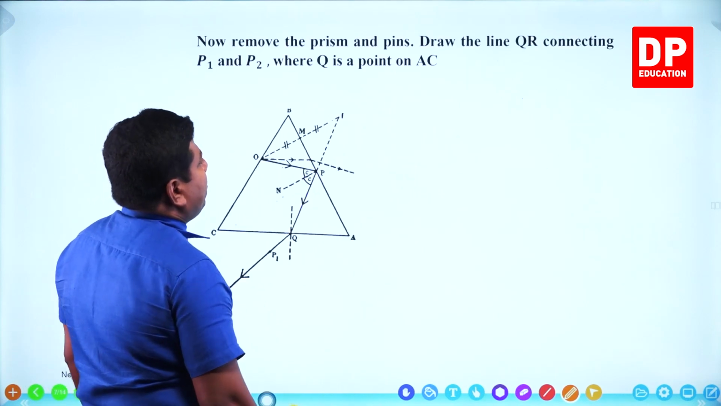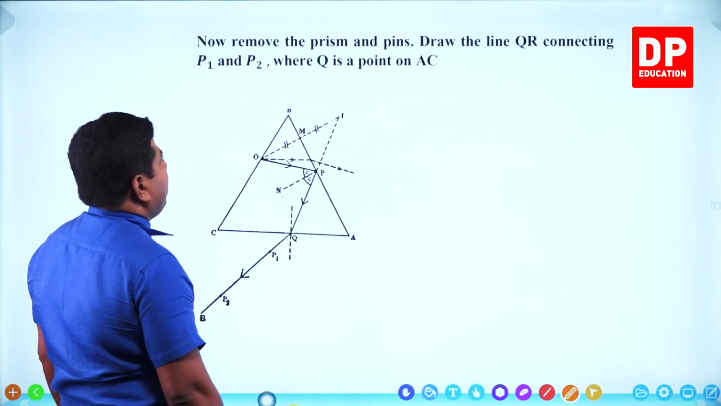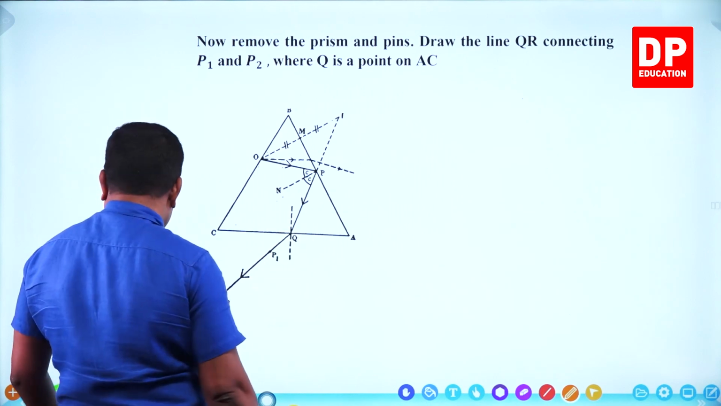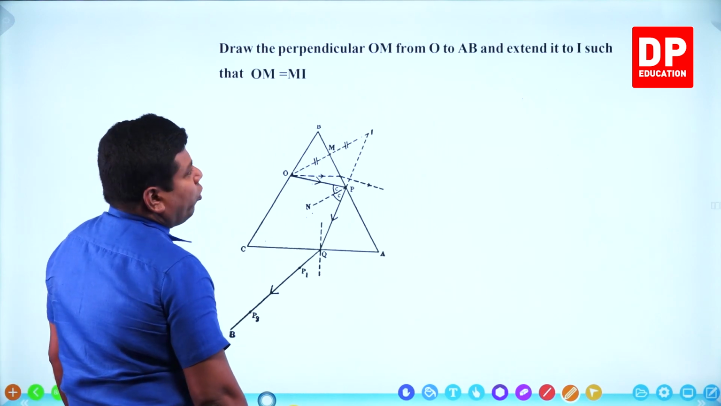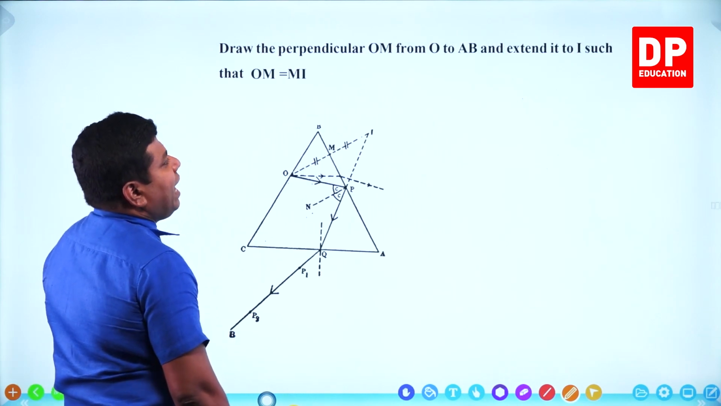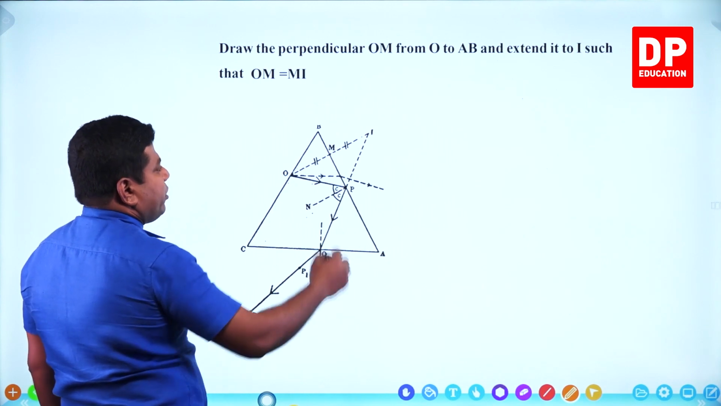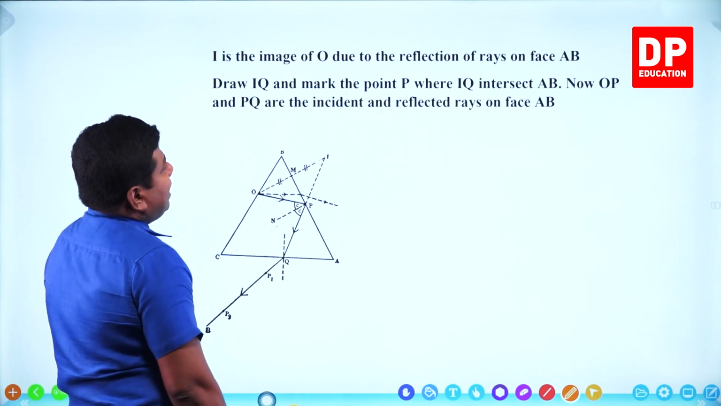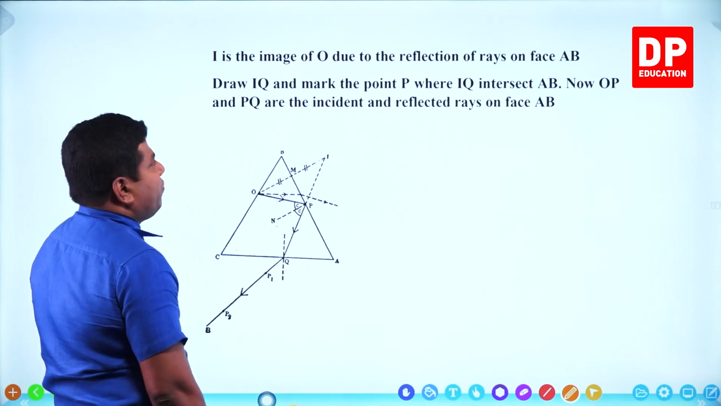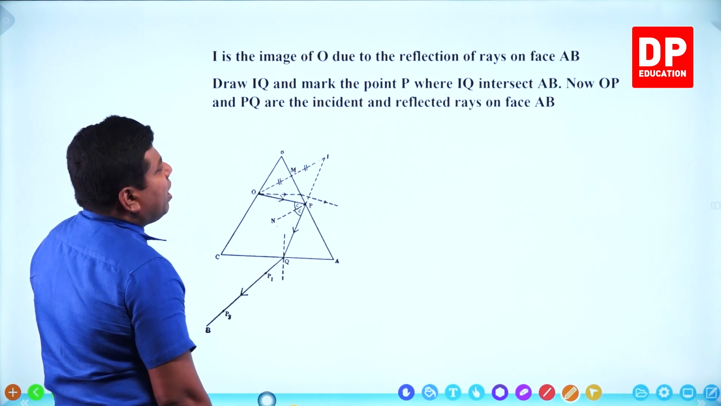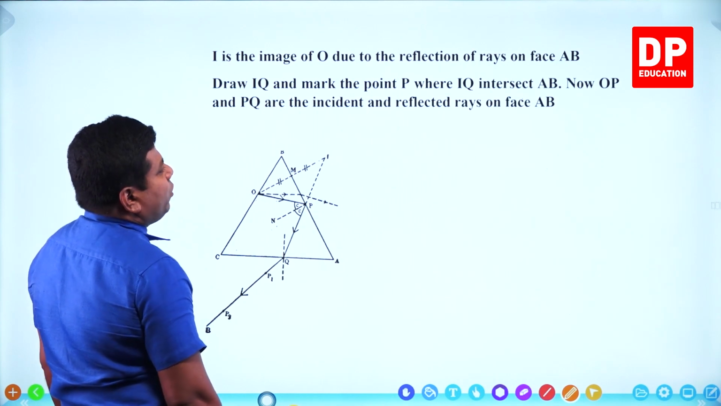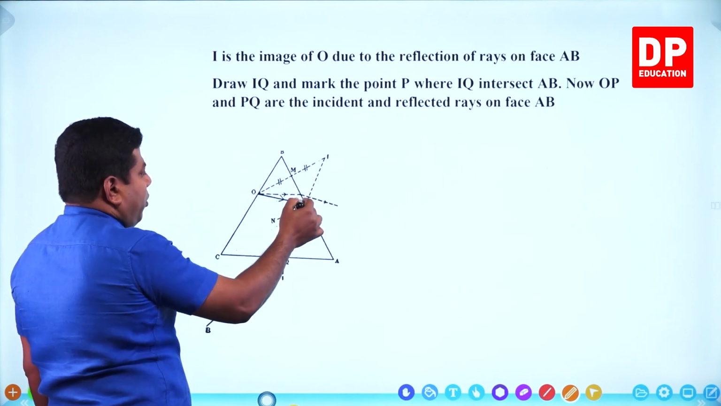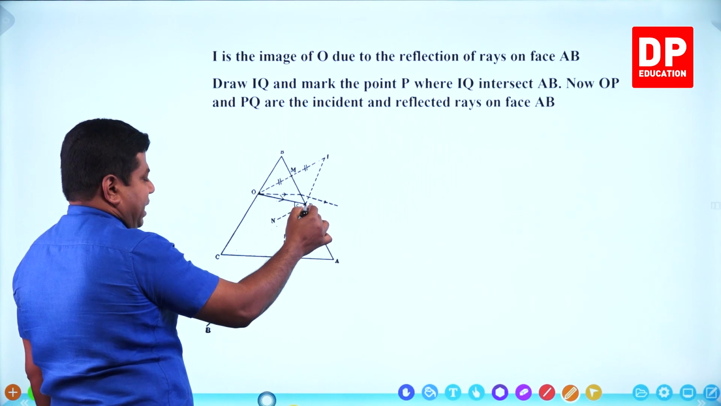Now remove the prism and pins. Draw line QR connecting P1 and P2 where Q is a point on AC. Yes, we connected this there. Draw the perpendicular OM from O to AB and extend it to I such that OM is equal to MI. Yes, we did that. I is the image of O due to the reflection of rays on face AB. Draw IQ and mark the point P where IQ intersects AB. Connect I and Q, mark the point where it intersects this surface P.